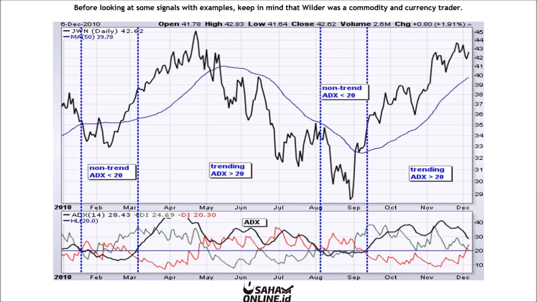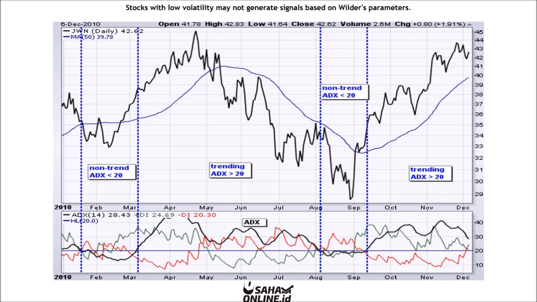Before looking at some signals with examples, keep in mind that Wilder was a commodity and currency trader. The examples in his books are based on these instruments, not stocks. This does not mean his indicators cannot be used with stocks. However, some stocks have price characteristics similar to commodities, which tend to be more volatile with short and strong trends.